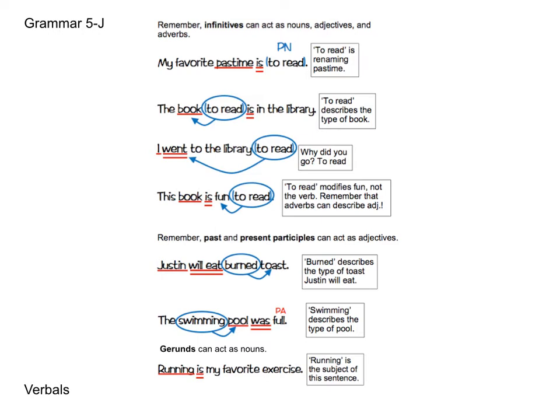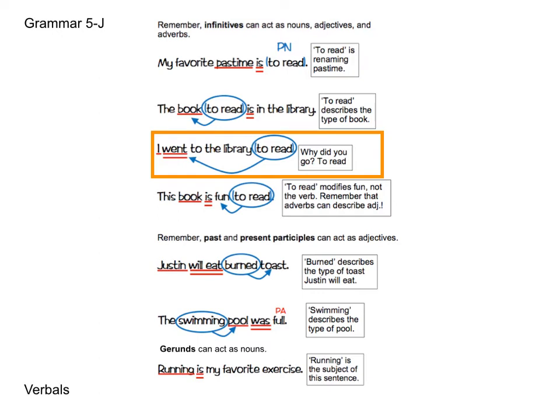So let's look at the first one, an example of an infinitive as a noun. My favorite pastime is to read. To read is the PN of the sentence. Remember, since infinitives can act like nouns, they can also act as subjects and as direct objects. The book to read is in the library. In this instance, to read is modifying the book, making it an adjective.